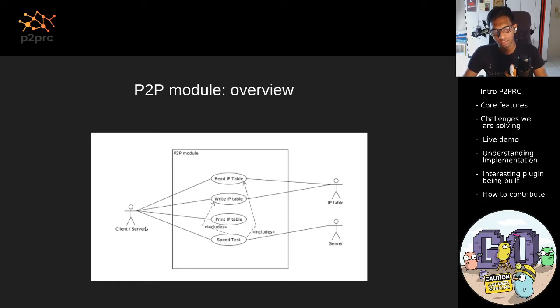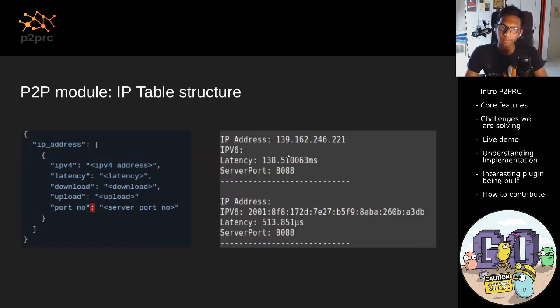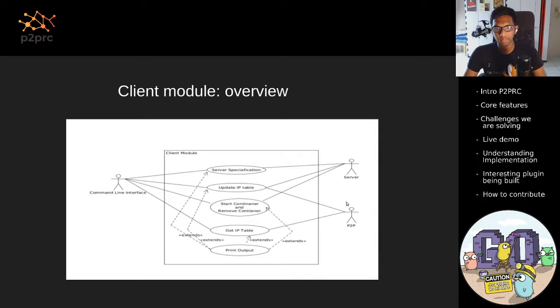So the client/server means the local machine, because your local machine can technically act as a server also. So it interacts with three parties: a client, the IP table, and a server. This is what it looks like. This is the JSON file of what the IP table looks like, and this, as we saw previously, is how it prints out. We have the client module overview.